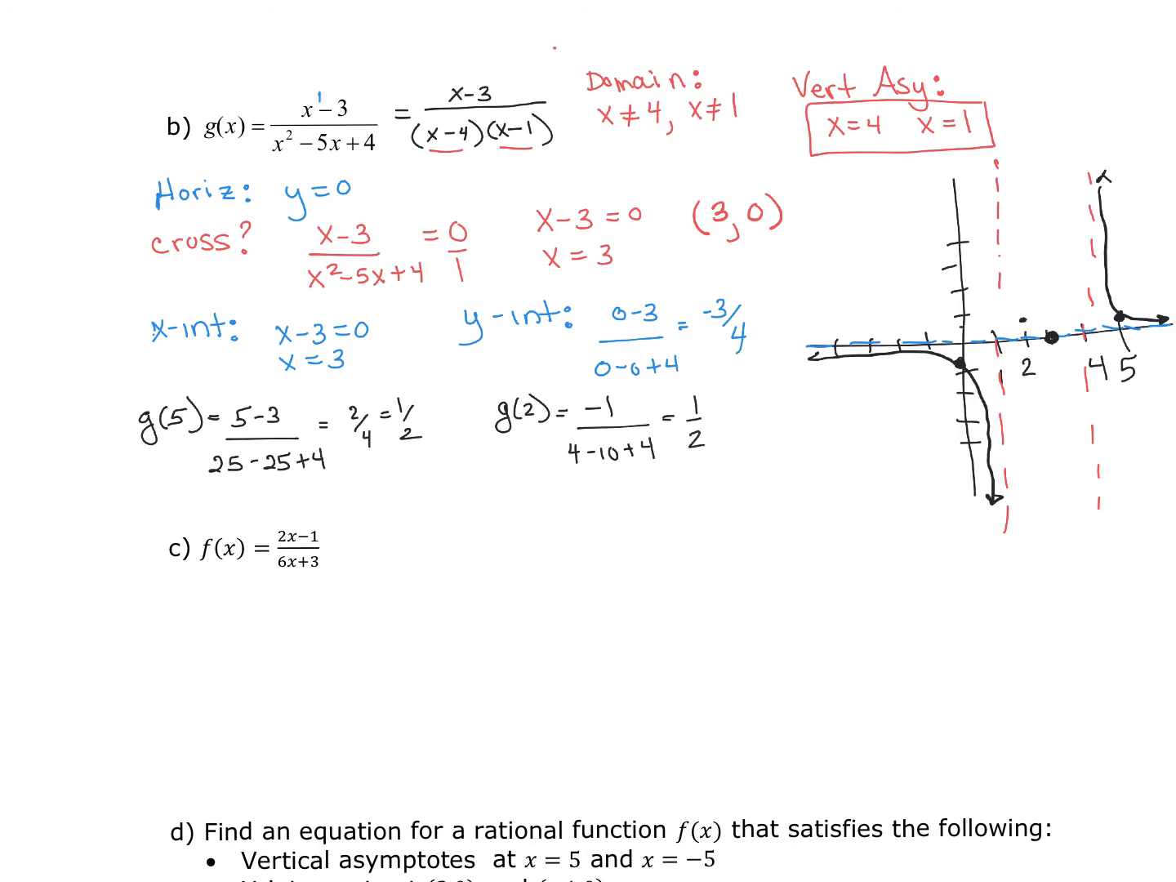So I can now graph this, and this is where it crosses the axis, and then it's going to go down. Okay, one more example.